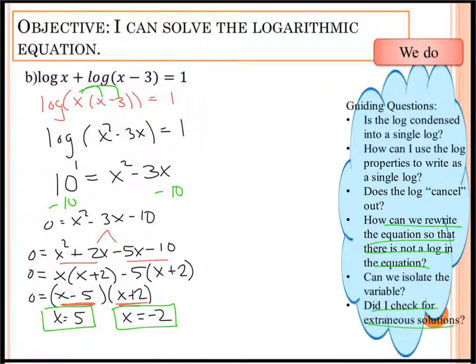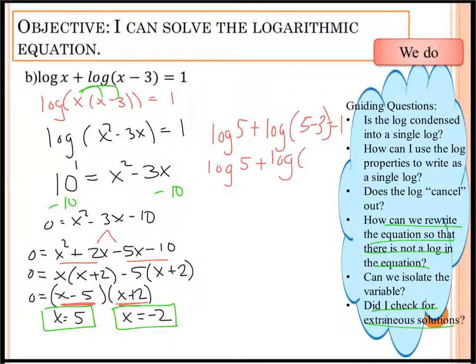Now don't forget to check for extraneous solutions. So here I'm going to check. I've got log of 5 plus log of 5 minus 3 equals 1. I'm actually going to solve this one in a slightly different way because it is log base 10, and when I think of what number I can raise 10 to get 5, it's a little bit more complicated to think about. So I'm going to show you a different way to do it. So 5 minus 3 is 2.